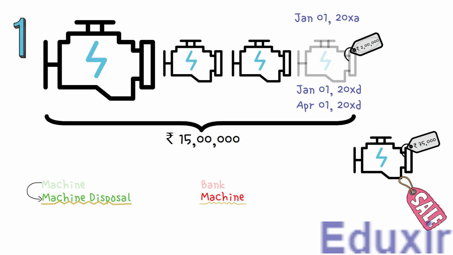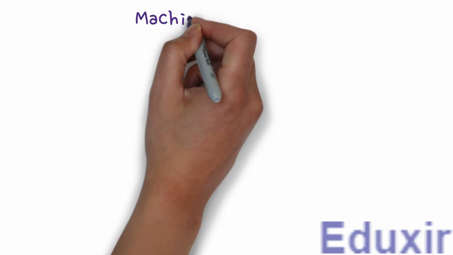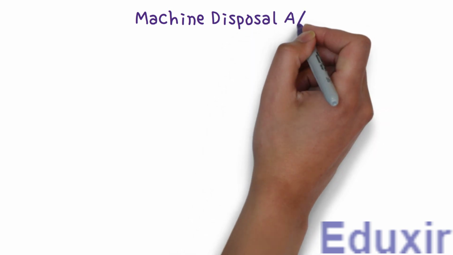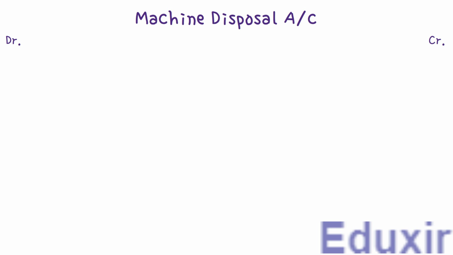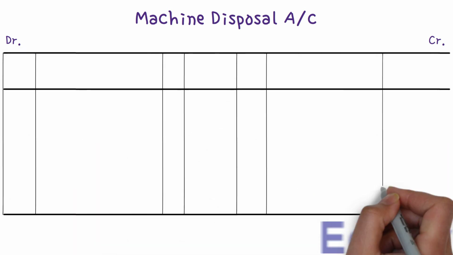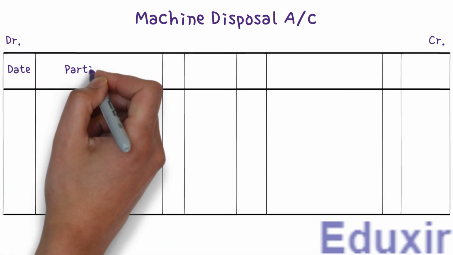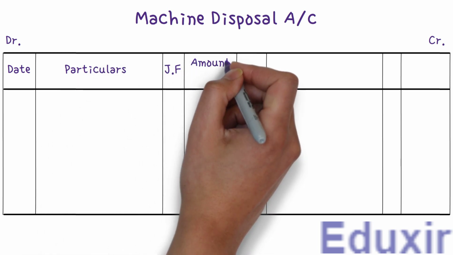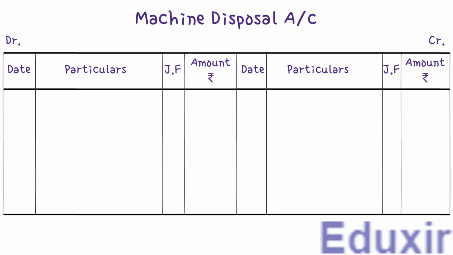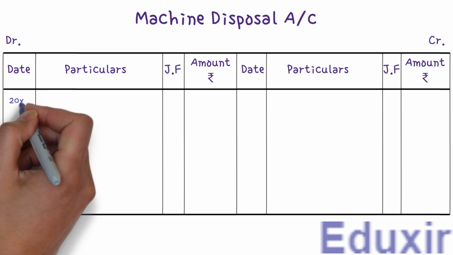With this analysis at our disposal, let us now proceed with the posting of this transaction in the machine disposal account. Let us first create the format for the machine disposal account as it is not yet created. Let us first write the title as machine disposal account. Let us then write the headers DR and CR to designate the debit and credit sides. Let us then have the individual columns for date, particulars, journal folio, and amount in rupees on both the debit and credit sides. As this is the first entry, let us first write the year in the date column.